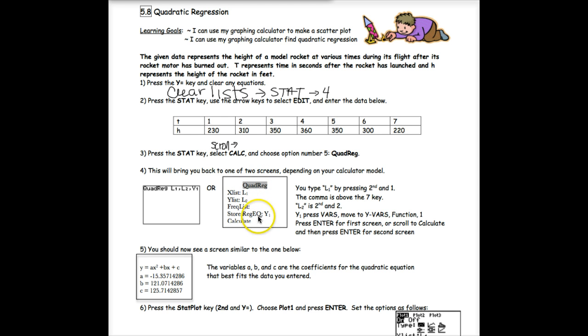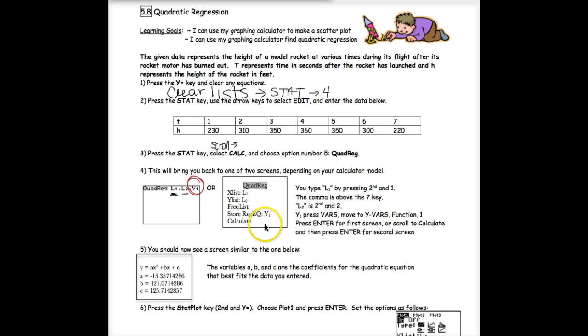Now, what we are going to want to do, this part previously we only did with the linear regression, we only did the L1 and the L2. But here, because we want to actually graph the quadratic regression equation, we need to add this.